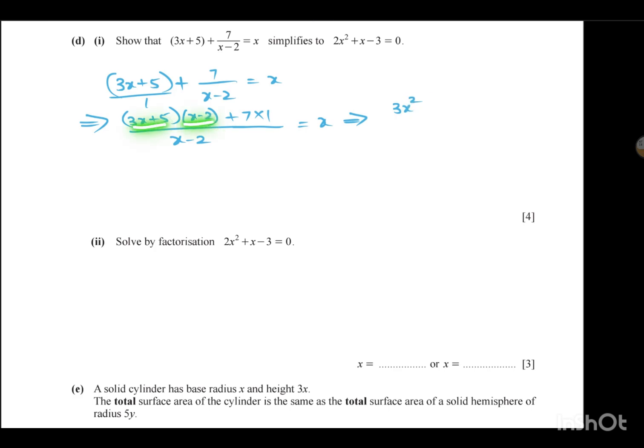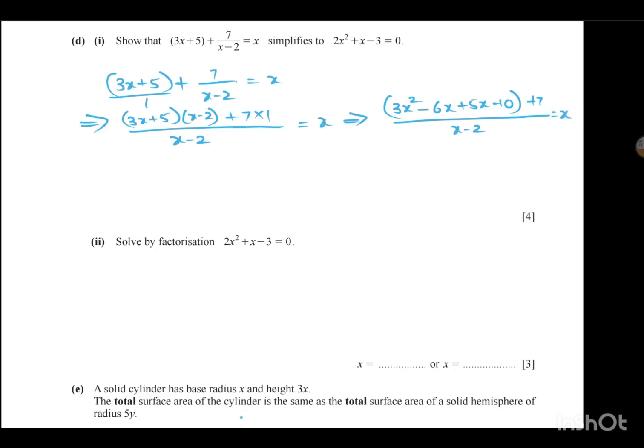3x plus 5, x minus 2 multiply. So 3x into x is 3x square. 3x into minus 2 is minus 6x. 5 into x is 5x. 5 into minus 2 is minus 10, and plus 7. 7 into 1 is as it is. x minus 2 is equal to x.